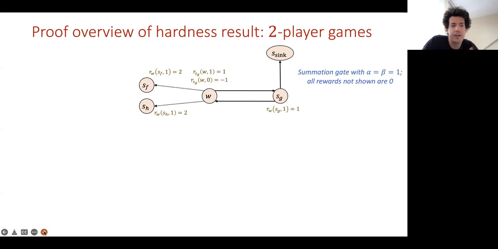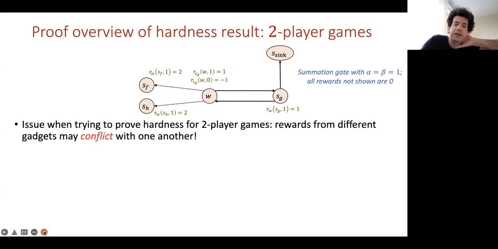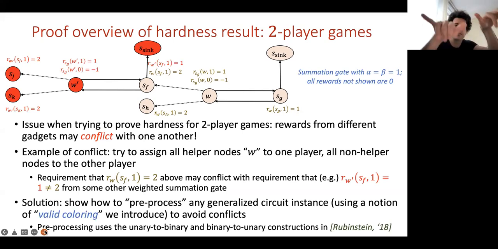And a lot of the difficulty in the construction comes from converting this multiplayer, multi-state game into a two-player game. There is some conflict that arises when you try to paste gadgets corresponding to different gates together. There are things that are inconsistent in the reward functions. Because here, for example, in this state, this guy gets some reward, and in this state, this other guy also has to get some reward. And if these two guys are controlled by the same player, then there is some reward inconsistency.